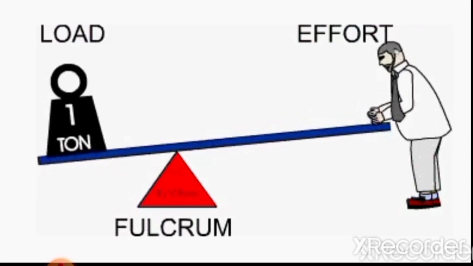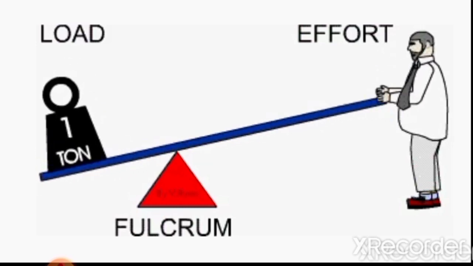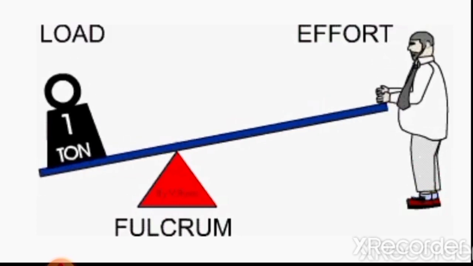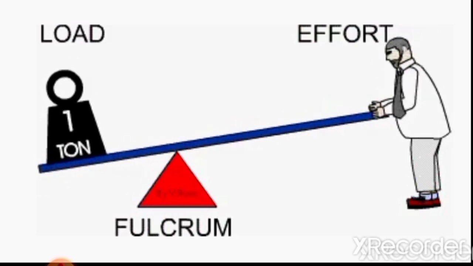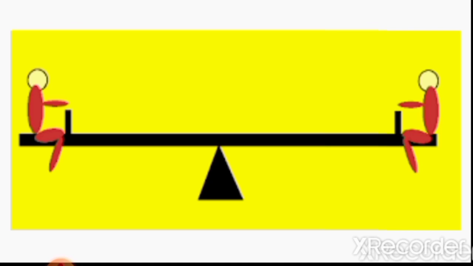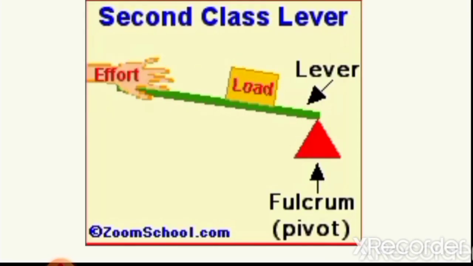So there are three types of lever. We have the first class lever, which has the fulcrum in the middle of the load and the effort. An example of this first class lever is the seesaw. You know what a seesaw is, right? They are usually found in the playground. It involves two people sitting on it.